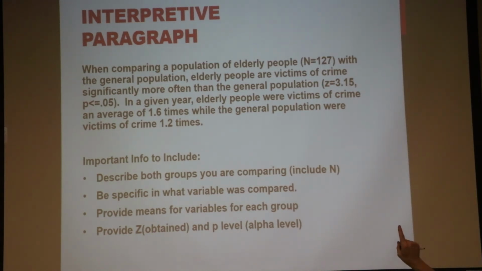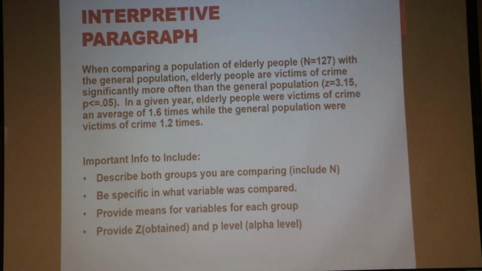When comparing a population of elderly people, n equals 127, with the general population, elderly people are victims of crime significantly more often than the general population. I'm going to give my z-score, z equals 3.15, and what we call my p-value, meaning the probability that I'm wrong with this. You see this in your research readings all the time. P less than or equal to 0.05. That's how we write it. In a given year, elderly people were victims of crime an average of 1.6 times, while the general population were victims of crime 1.2 times.